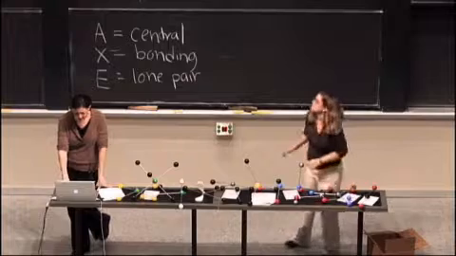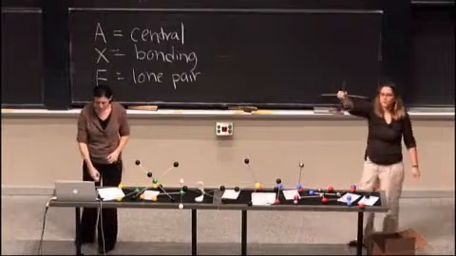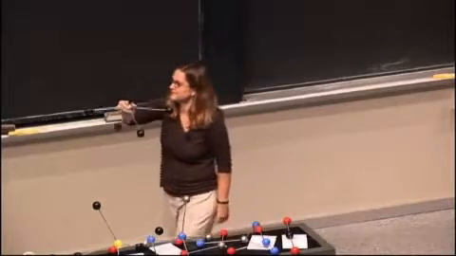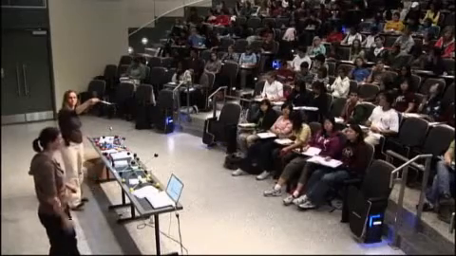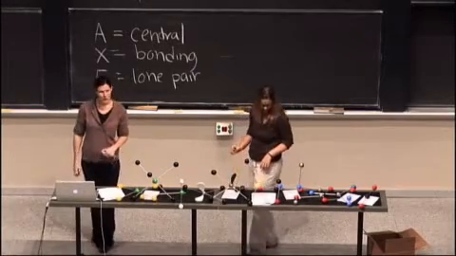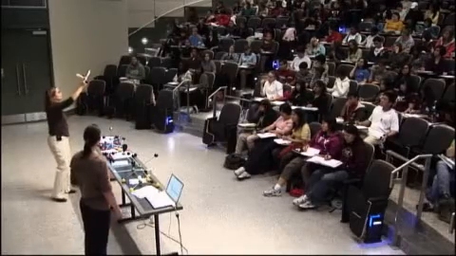All right, let's talk about AX4E. And that is what we call the seesaw shape. And so what difference in angles are you going to have here? Yeah. So two sets again, one is less than 120 and one is going to be less than 90. So let's look at AX3E2. You'll notice there's a lot more combinations we can get to once we're talking about lone pairs. This is called T-shaped, and we had briefly discussed that, but not mentioned what the angles would be. So what angle would you have here?